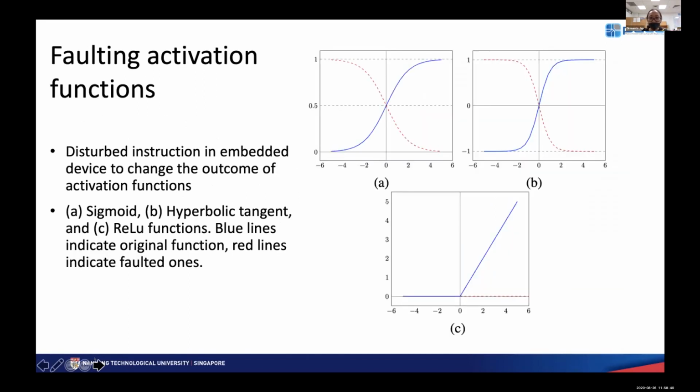And in this figure, we show the attack result. Picture A is a sigmoid, B is a tanh, C is ReLU. The blue line corresponds to the original activation function output, and the red line is the faulted function output. For each of these functions, we have only one instruction skip. For sigmoid and tanh, we can basically flip the sign of the output. And for ReLU, we can fix the output to be always zero.